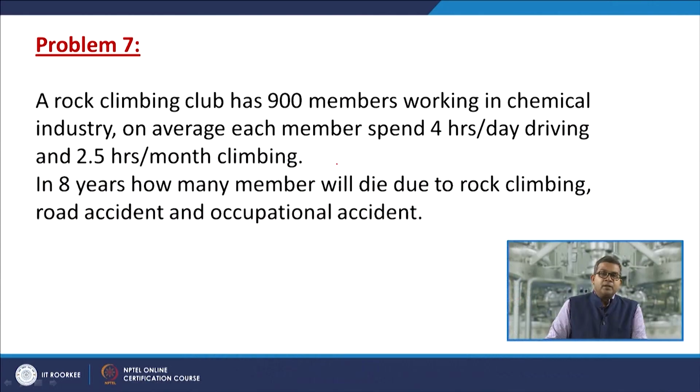Now, let us have a look at problem number 7. Here, a rock climbing club has 900 members working in a chemical industry. On average, each member spent 4 hours per day in driving and 2.5 hours per month in climbing. So, in 8 years, how many members will die due to rock climbing, road accidents and occupational statistics? For this particular aspect, you may require certain data related to the fatal accident rate, which we will utilize while solving this problem.